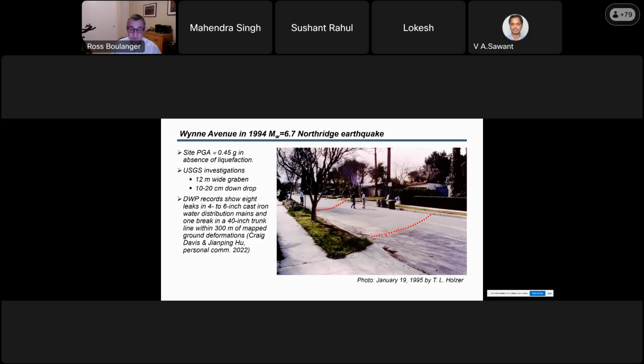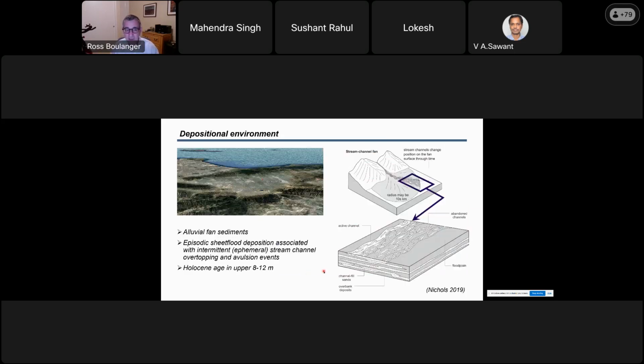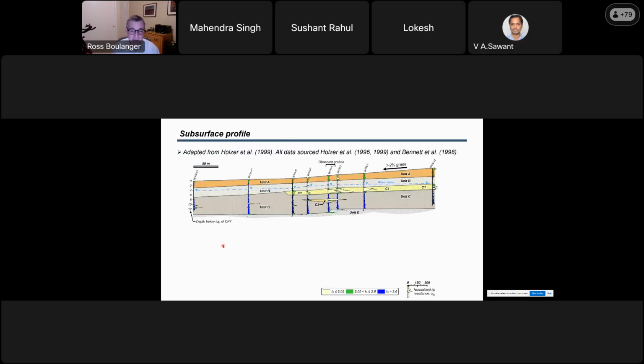So this interested us. It's also important to note that this kind of movement is enough to break water distribution mains and trunk lines in the area. So the water utility districts, water providers, were interested in predicting where you get this amount of movement because it damages your utility systems. We're in an area where we have alluvial fan sediments come off the hillside, as well as you get these sheet flood deposits and then stream channels that are ephemeral. They come and go and they evolve on top. So things move laterally, and I'll show you why that's important in a second.